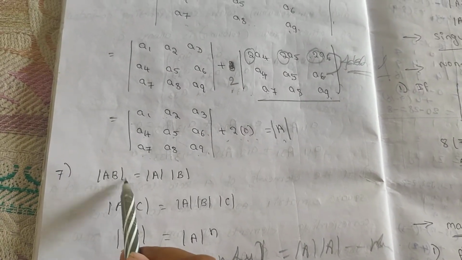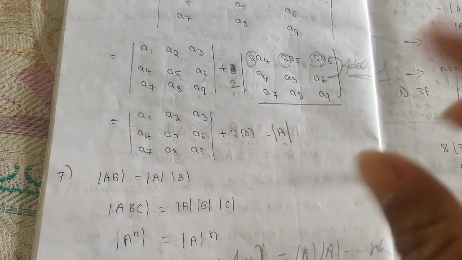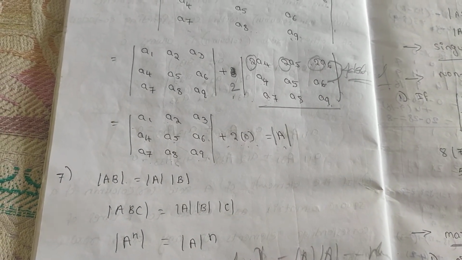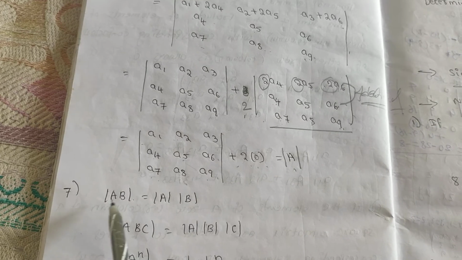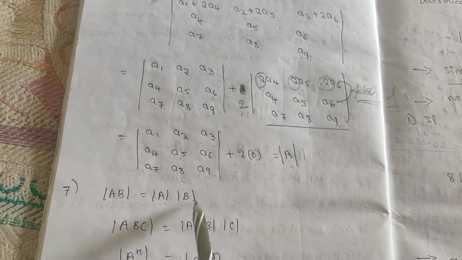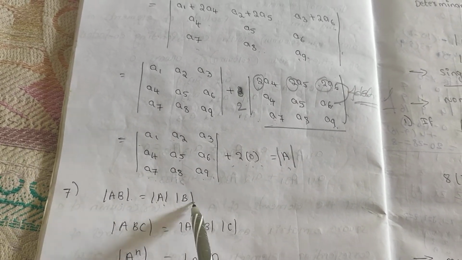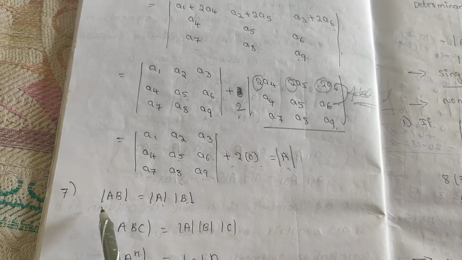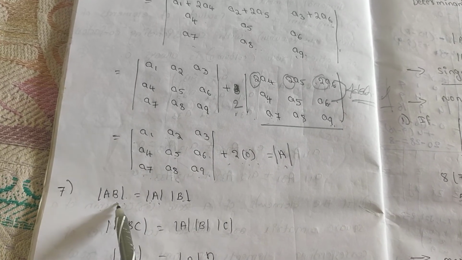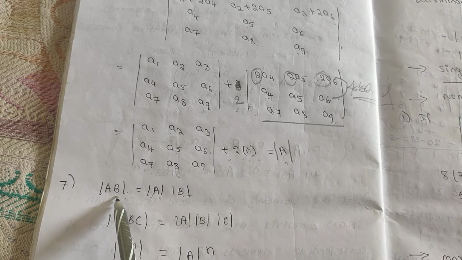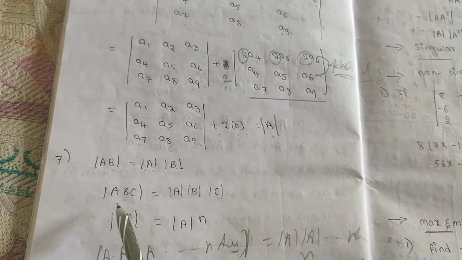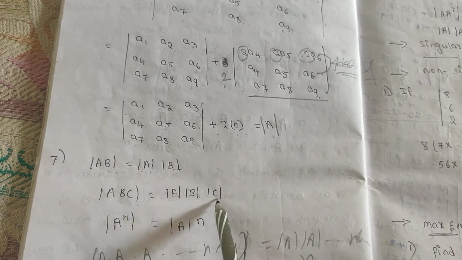Okay, next property, the last one. Determinant of AB is equal to det A into det B. That means if you want to multiply two matrices, without multiplying them you can directly go for det A and det B. Determinant of AB, where AB means the multiplication of A and B, is det A into det B. Similarly, determinant of ABC is equal to det A, det B, det C.